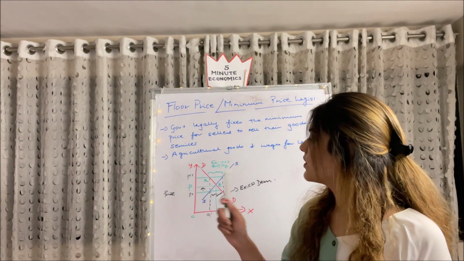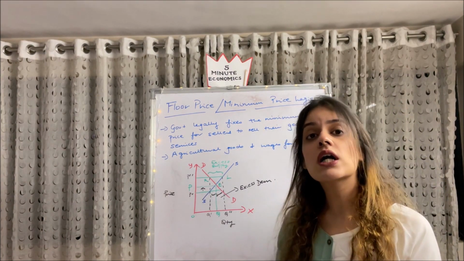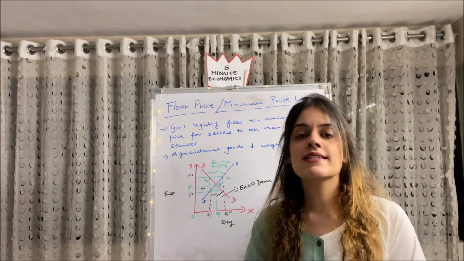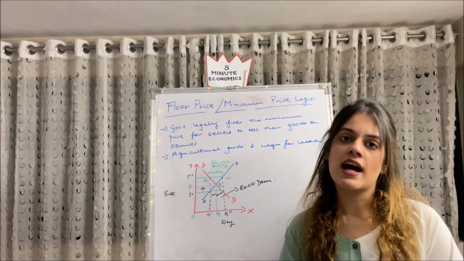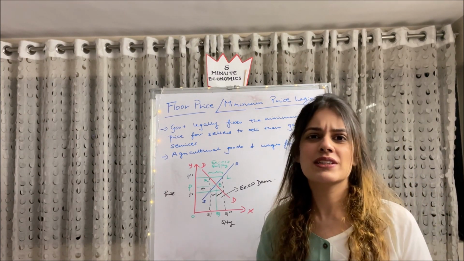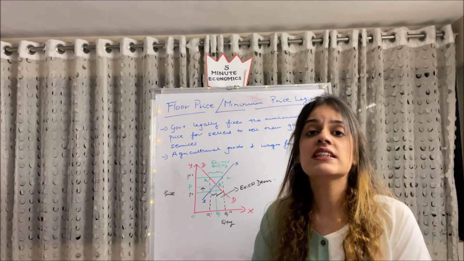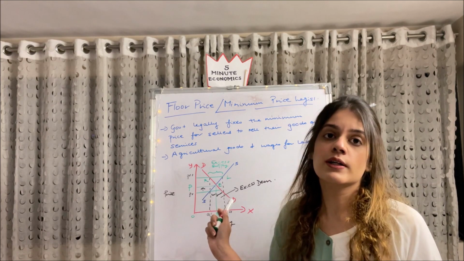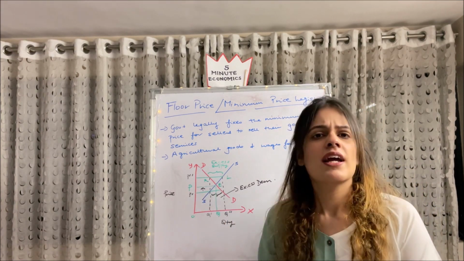We see that if a government sets a price which is lower than the equilibrium price, it is of no use. For example, the farmer is selling at maybe 10 rupees and the government says your minimum is 8. So it's not of any use to the farmer. Anyway, he is selling it at 10. So if the government sets a price below the equilibrium price, supposing at P dash, it is of no use.